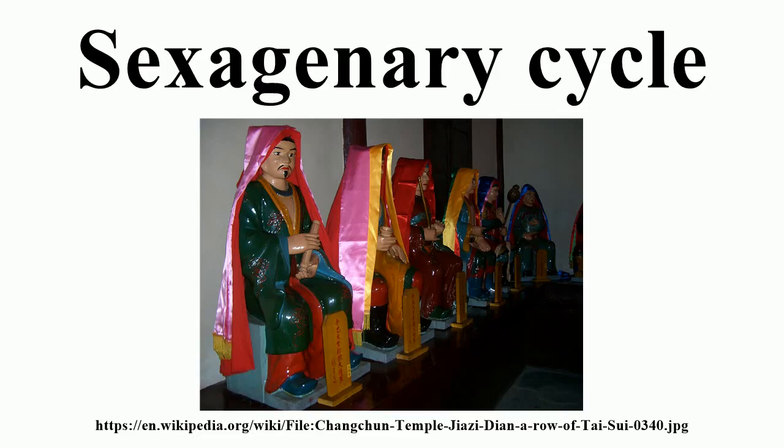Step-by-step example to determine the cyclic year of the first year of the reign of Qin Shi Huang. 246 plus 2 equals 248. 248 divided by 60 equals 4, remainder 8. 60 minus 8 equals 52. Open the table, sexagenary cycle, look for 52 in the first column and obtain Wood Rabbit.